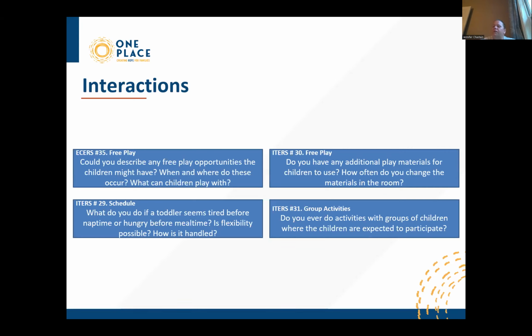Next up for ITERS is free play. Do you have any additional play materials for children to use? How often do you change the materials? We have talked about this 1,000 times already. Just show them where your rotational materials are. It's best if you have them labeled, and rotate them at least once a month.